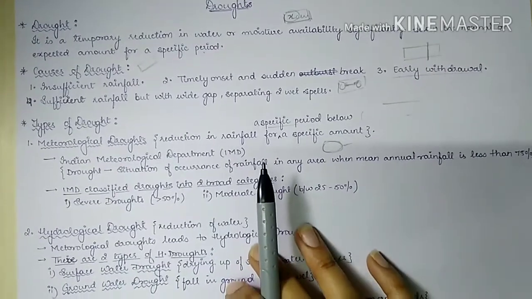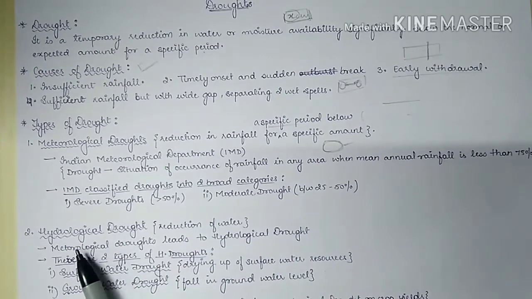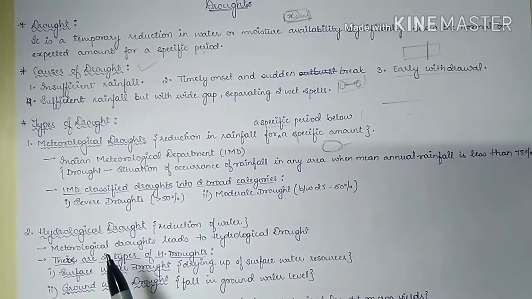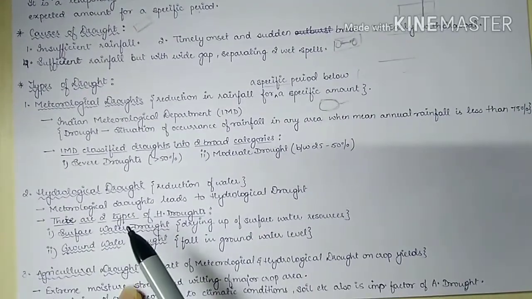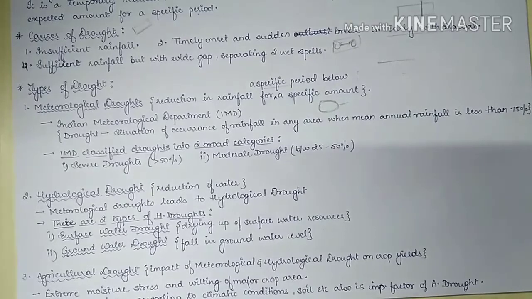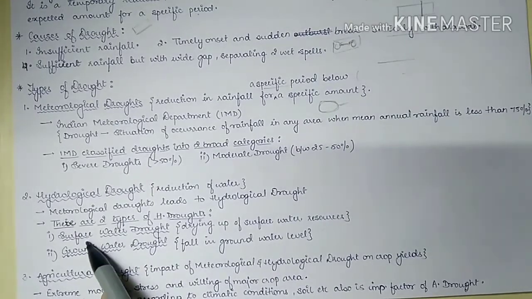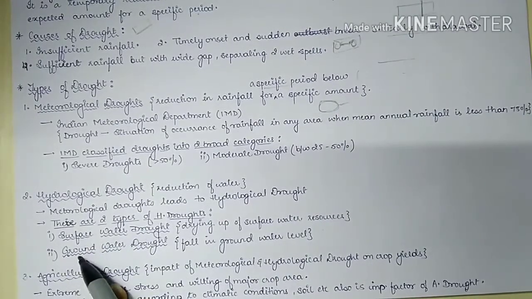Next we have hydrological drought. Hydrological drought is basically associated with the reduction in water. Meteorological drought is often followed by hydrological drought, and it is said that generally two successive meteorological droughts take place before a hydrological drought. There are two types of hydrological drought. The first one is surface water drought, and the next is groundwater drought.